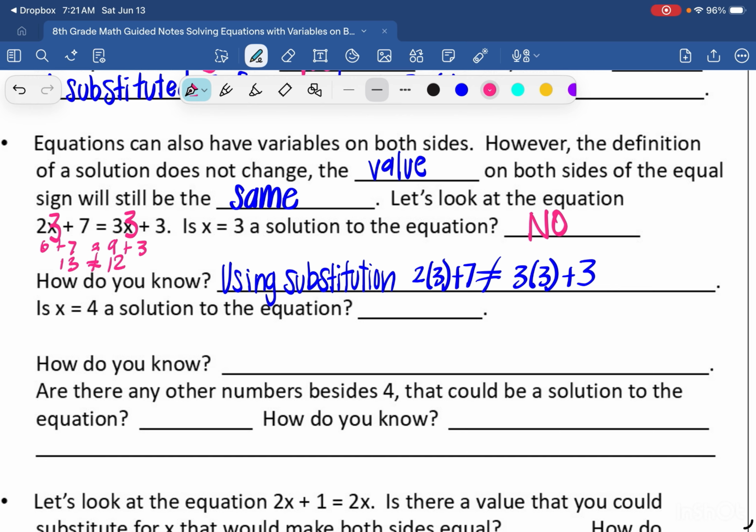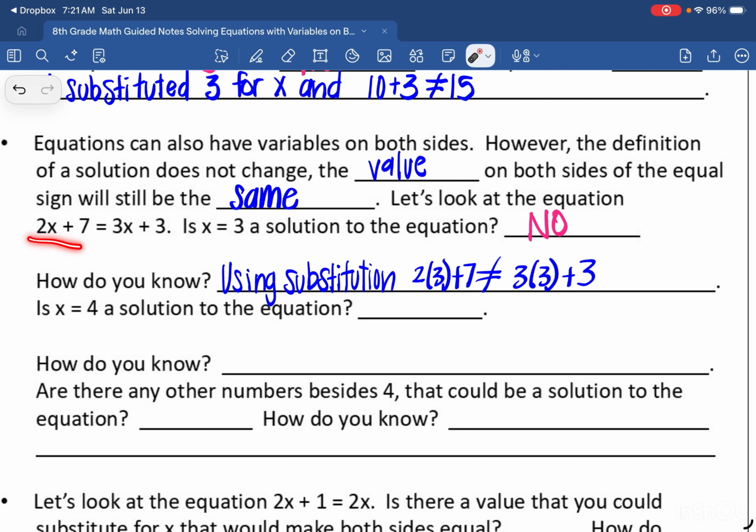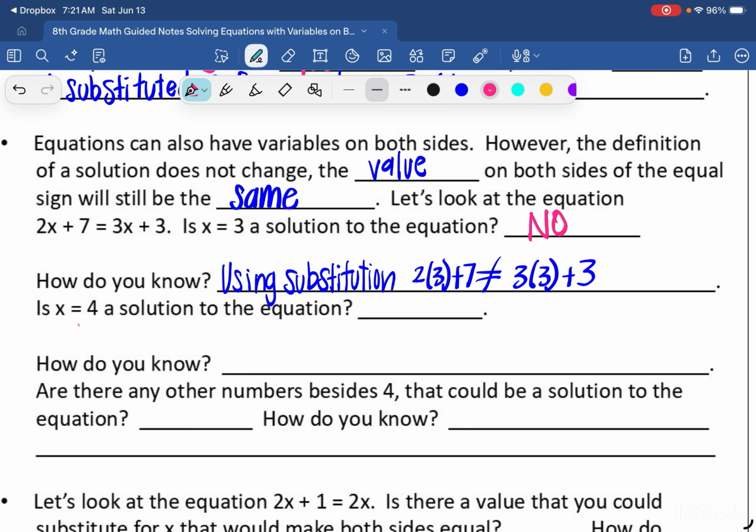Is x equal 4 a solution? Well, let's substitute in 4 and see what happens. Using the same equation, 2 times 4 plus 7, does that equal 3 times 4 plus 3? Well, 2 times 4 is 8 plus 7 gives me 15. And 3 times 4 is 12 plus 3 is 15. So 15 equals 15. So x equals 4 is a solution. How do you know? Same thing, using substitution.